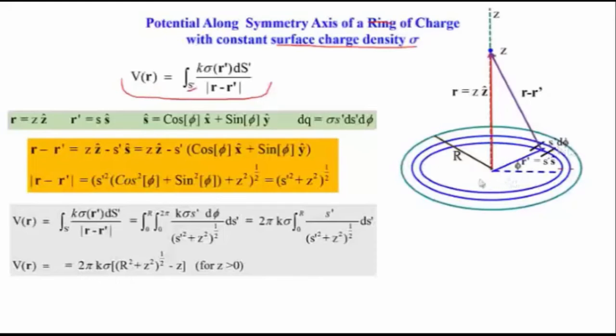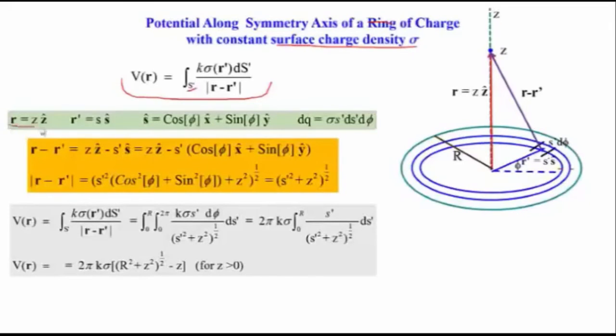So let me go over that again. This set of rings here is what we're going to integrate over by just changing s prime. The inner one we'll call s, and the outer one is s plus ds, and put primes on those. The area of this little element right here is going to be ds prime, that's this distance here, times this distance, which is s prime d phi. So that defines this area here. If we multiply by sigma, which is the charge density, which is uniform, that'll give us our dq.